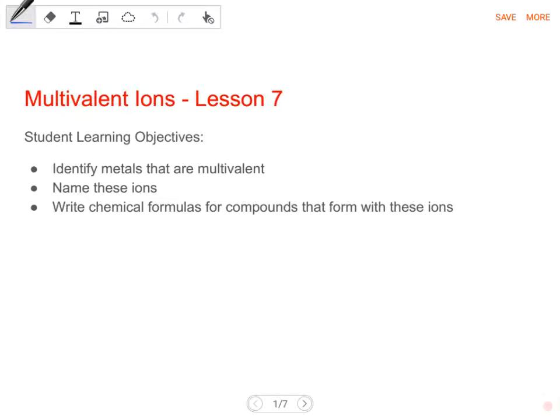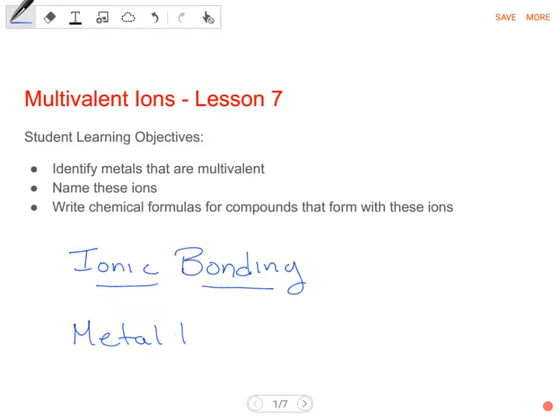Okay, now we're going to move on to lesson 7, which is multivalent ions. This is very much ionic bonding again. Nothing too much is going to change in regards to rules. You can still think of it as we have ionic bonding, and if you recall, and I hope you do, ionic bonding essentially is going to be a metal plus a non-metal.